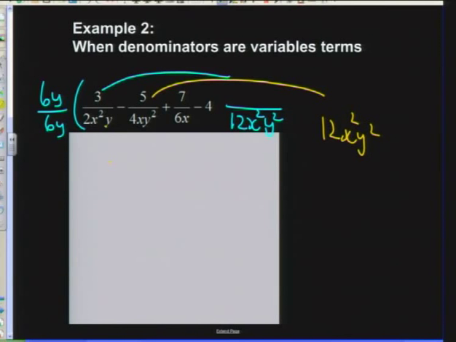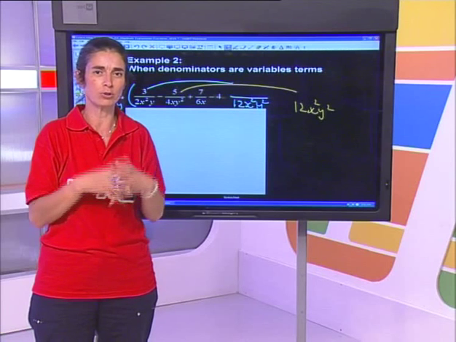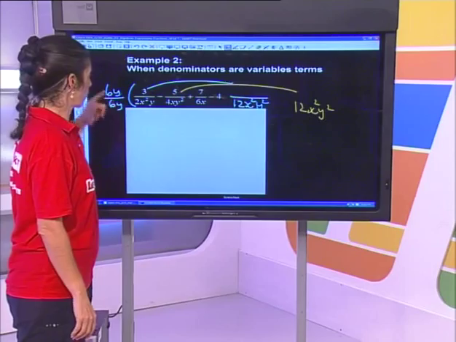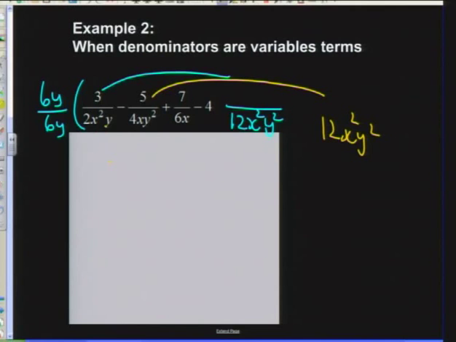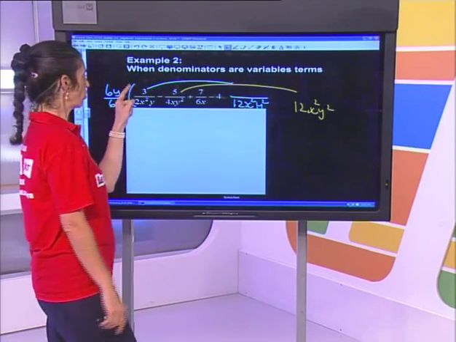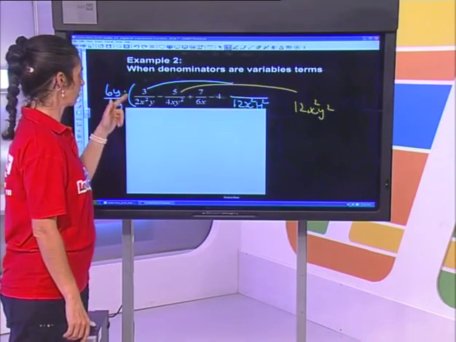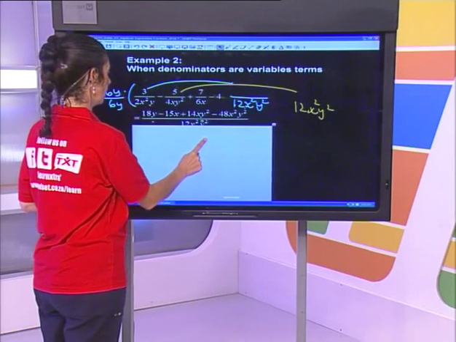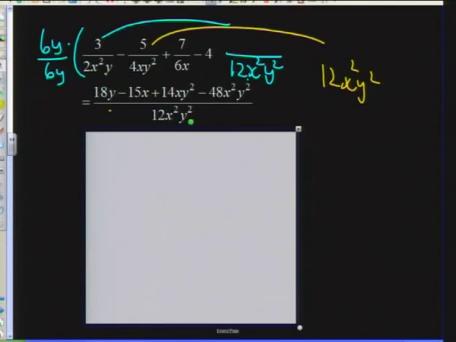Now as grade 10s, we are really grooming you for grade 12, and you must be able to do some mental arithmetic or mental algebra as you go along. We don't need to write the 6y over 6y. If you just use your fingers, you go from 2 to 12, so you've got to multiply by 6, and you're going from y to y squared, so you've got to multiply by y. Then you can just write the numerator as 6y. When you get down to the next step, there's my 12x squared y squared, and where do I get 18y from? Because the 6y was missing from the denominator, so it's missing from the numerator as well.